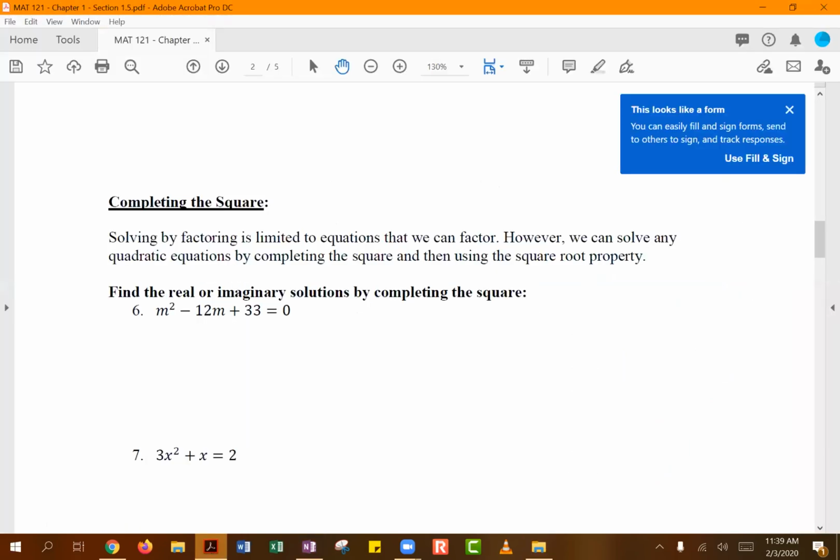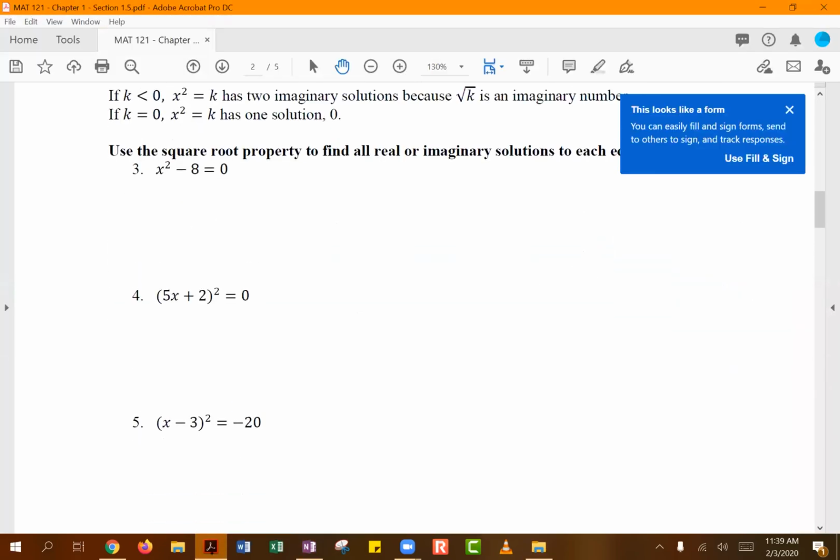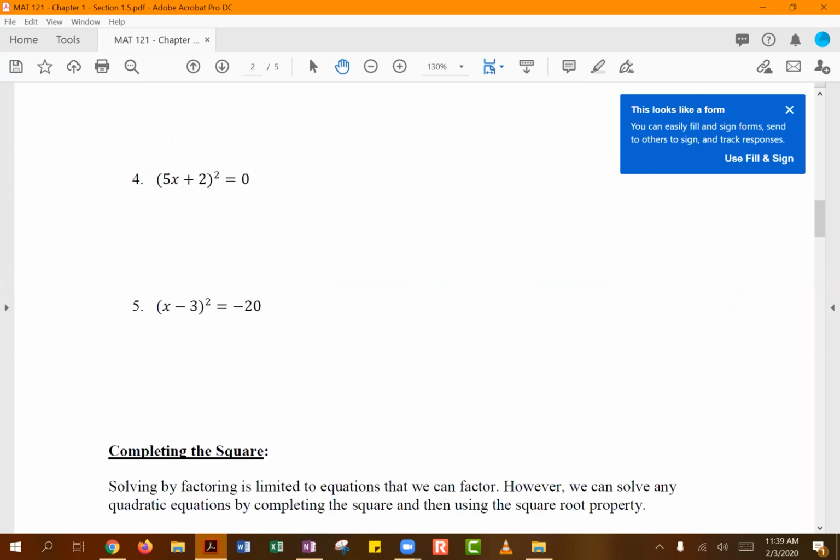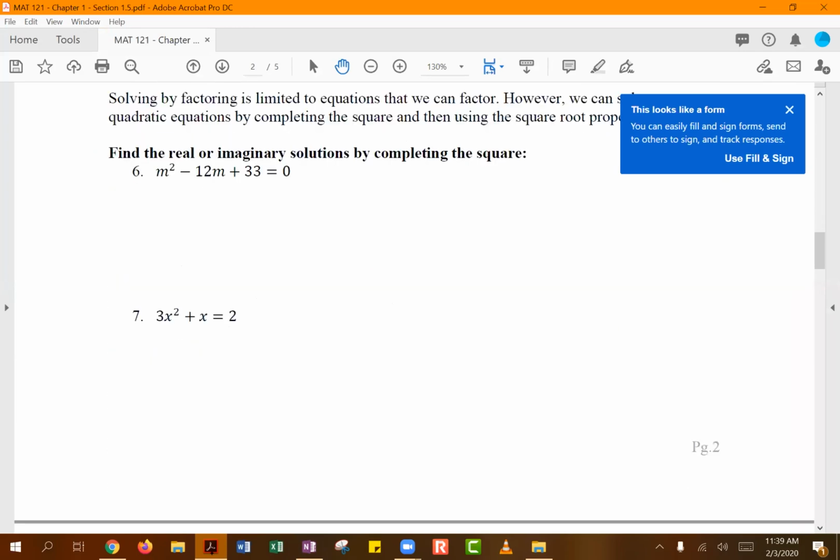Doesn't this look like the problems that we did last time for the square root property? That's what we're actually doing: we're using the completing the square method to convert our equation to look like the square root property format. And then we can use the square root property to help us get the answer. So again, let's take a look at that.